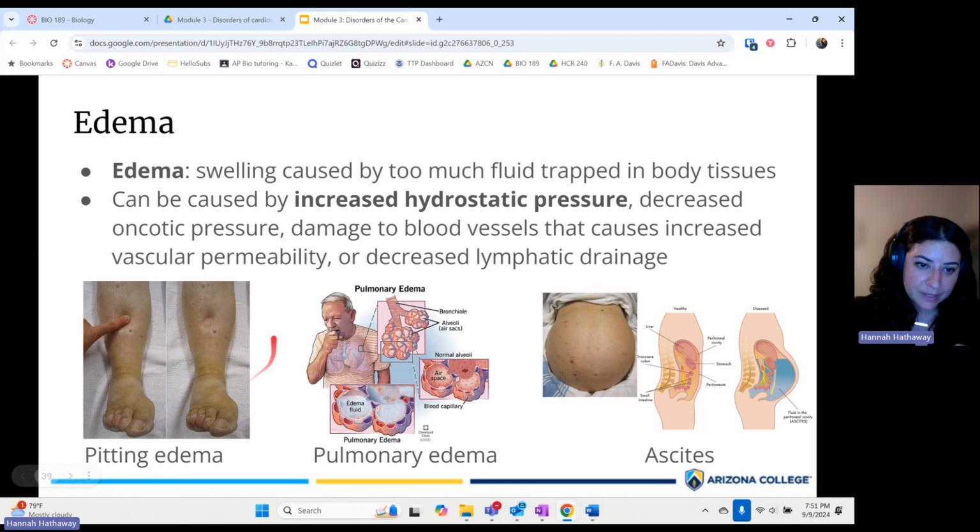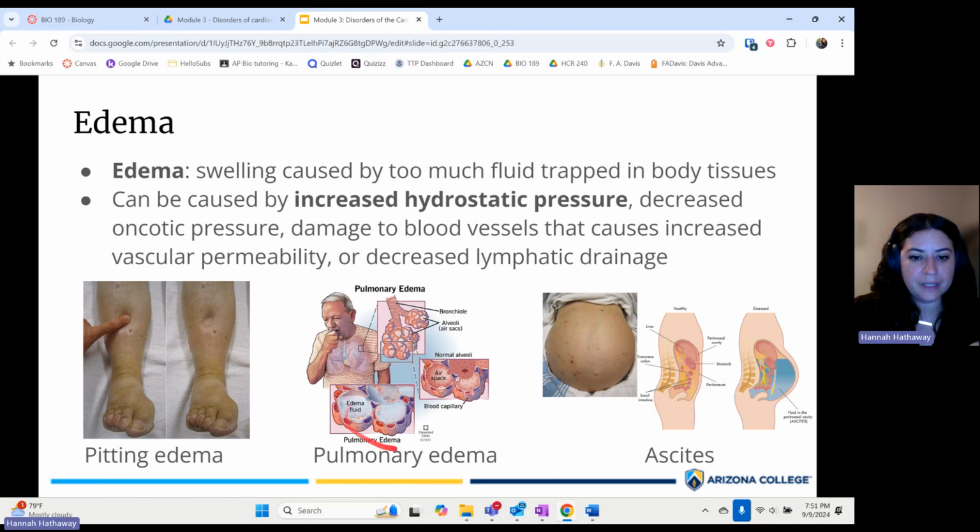So pitting edema, this is someone who has edema or swelling in their legs, and it's called pitting edema because you can actually press on their legs and it leaves a dent for a little while until it fills back up. What happened is you were able, with your finger, to essentially push some of that liquid back in, and it's going to take a second for it to fill up that space.